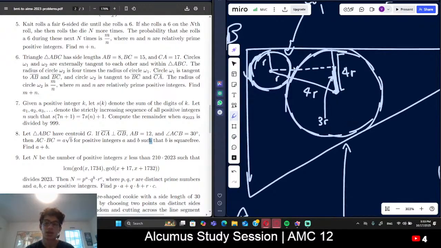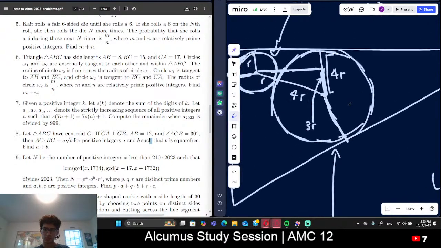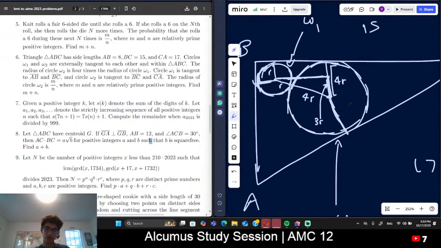If that's the case, this is going to be root 7R, right? Root 7R. Now, how does that help us? That's kind of the question that we should be asking here. And well, maybe we can leverage the fact that this is tangent and that this is tangent to do something. Right now, what can we do about this?